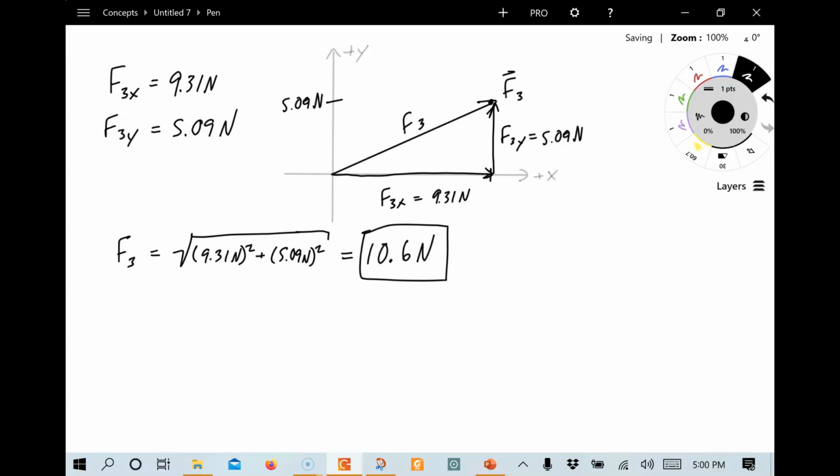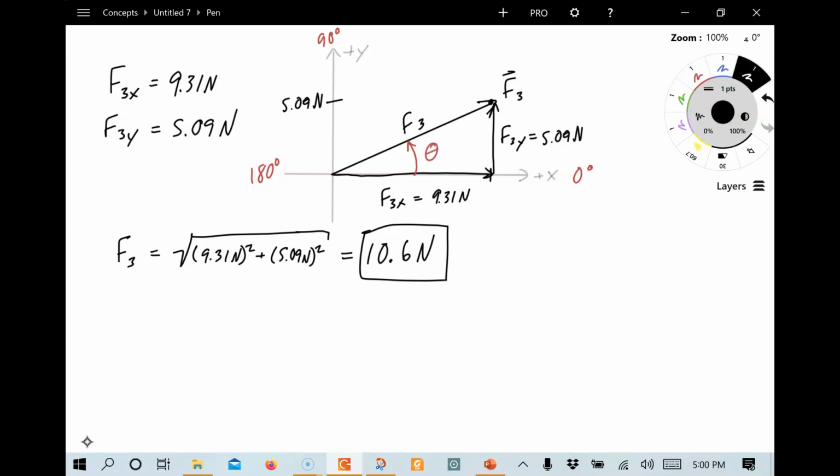Now to get the angle, counterclockwise from the plus x-axis. So here we've got 0 degrees. Up here's 90 degrees. Here's 180. And we're going to start here and go counterclockwise till we get to the vector. That's the angle we're looking for.